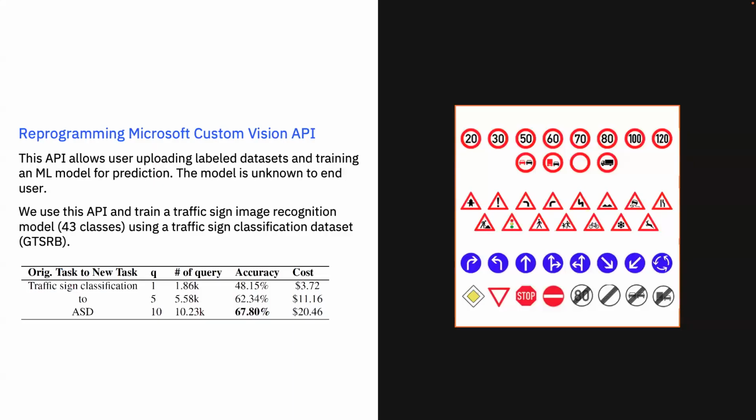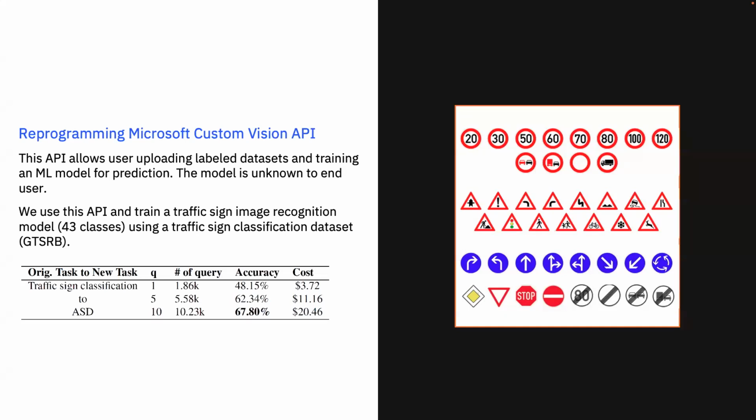Okay, and then I mentioned we can reprogram a black box model. Here is one concrete example. We use the Microsoft Custom Vision API. This is the API where you can upload your labeled data, like a traffic sign data set, and then the API will train a model by themselves and provide an inference function for you to use. You don't even know what the best model they find is. So here we get a truly black box interface to this traffic sign classifier.